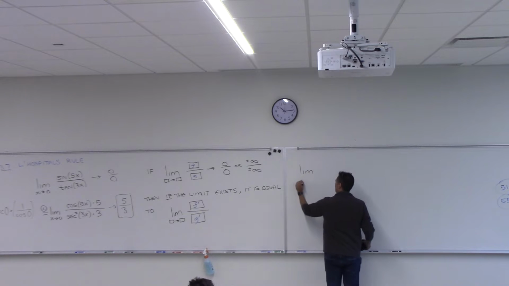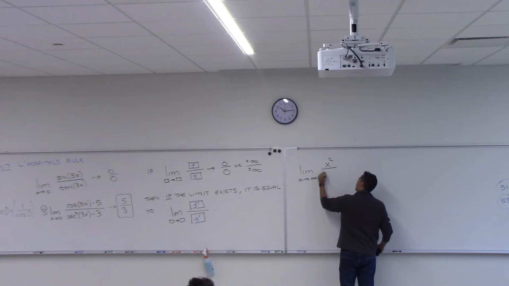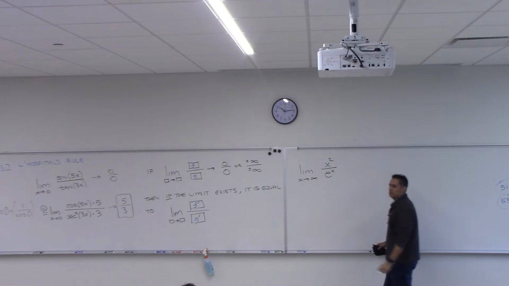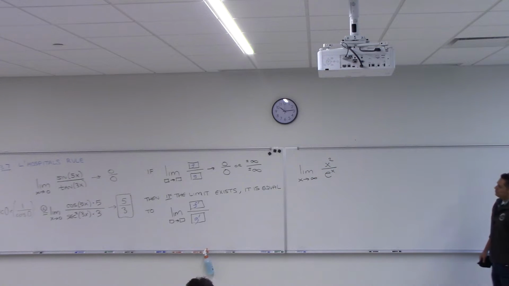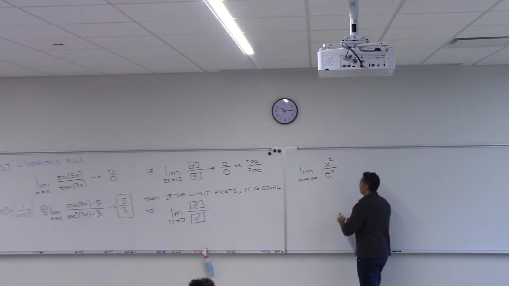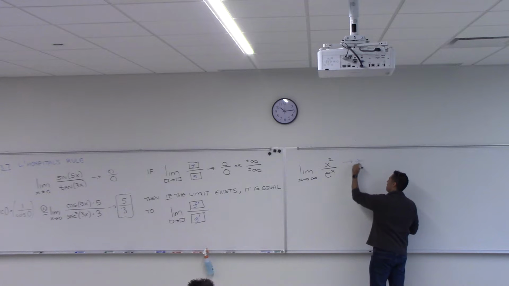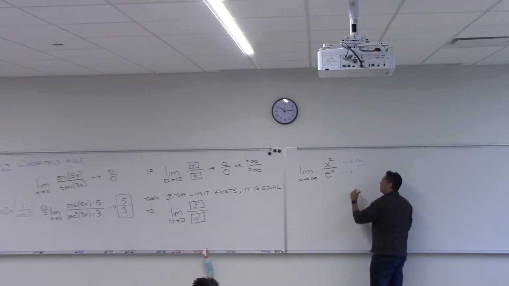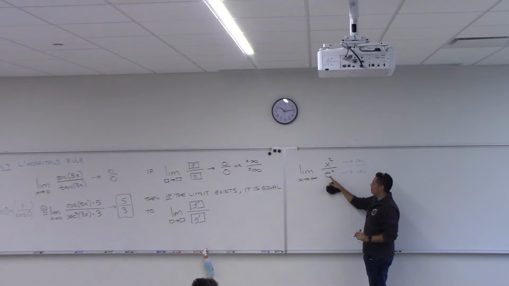Limit as x goes to infinity of x squared over e to the x. Where's the numerator headed? Infinity, right? That's going to infinity. Where's the denominator headed? Infinity. How do you know that's going to infinity?